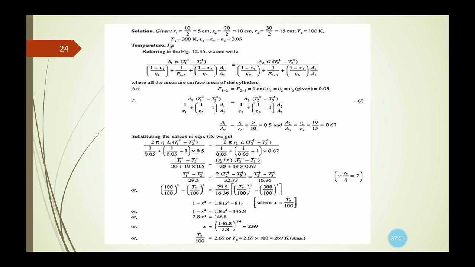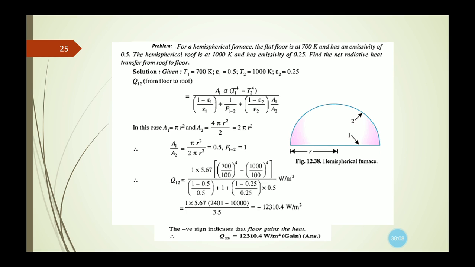So T2 by 100 is equal to 2.69. The value of T2, that is the temperature of the middle cylindrical surface, is coming as 269 Kelvin. So this is the last numerical of this module that we will discuss today.